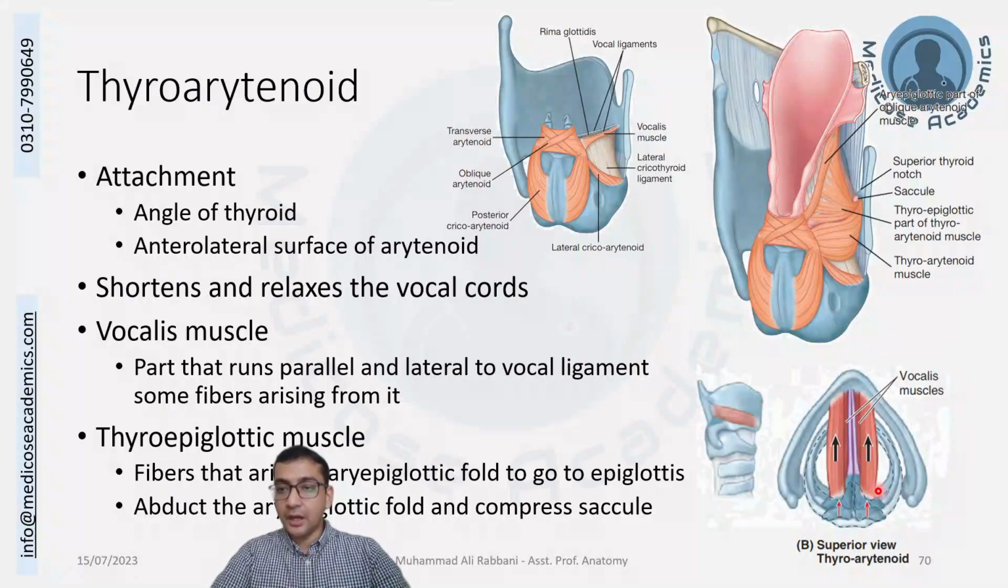Then we are left with the thyroarytenoid. It is starting from the thyroid cartilage and it is inserting in the arytenoid cartilage. So it is basically reducing the distance between the two. Here it is shown. It is basically running.